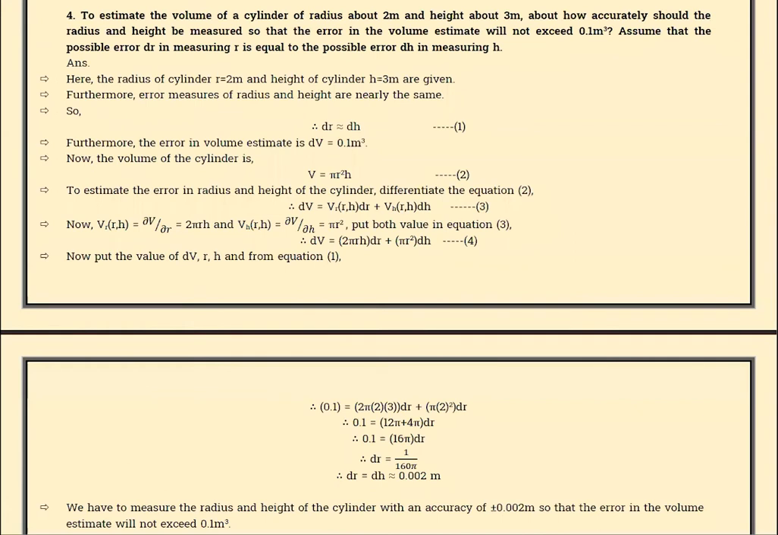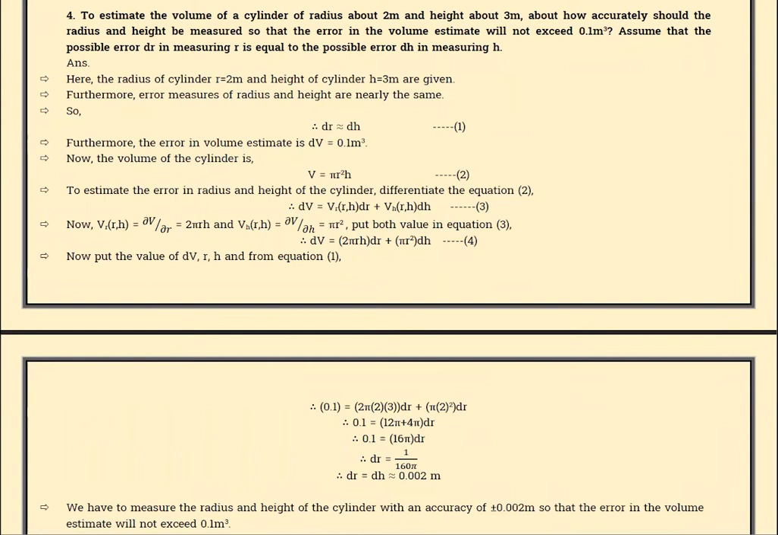Now, in this question, we are estimating the volume of a cylinder with radius 2 meters and height 3 meters. We have to measure the accuracy in radius and height so that the error in volume will not exceed 0.1 meter cube. It is also given that dr is equal to dh.